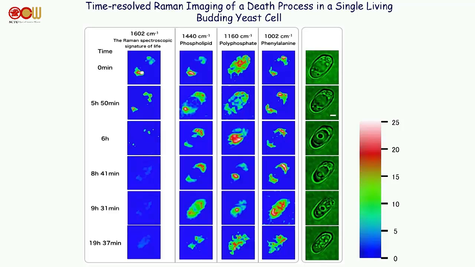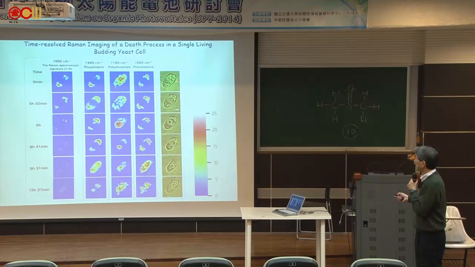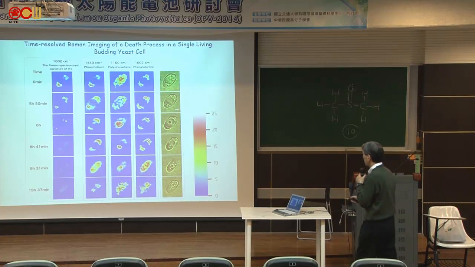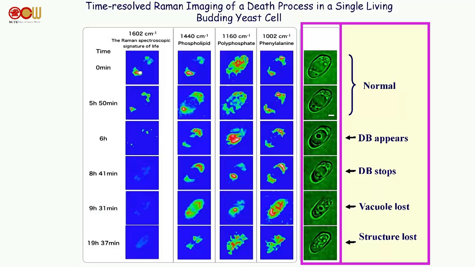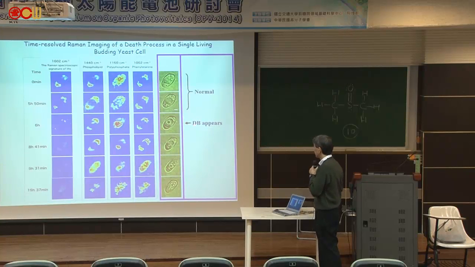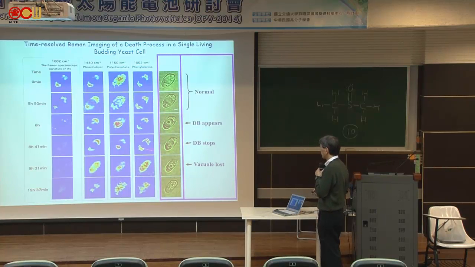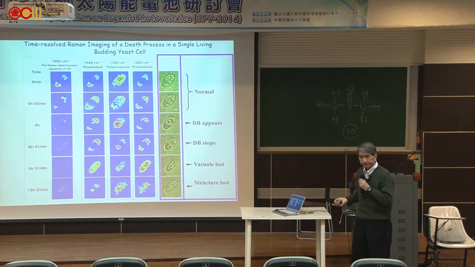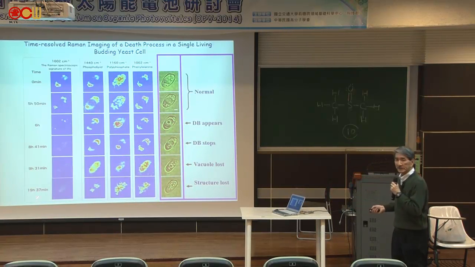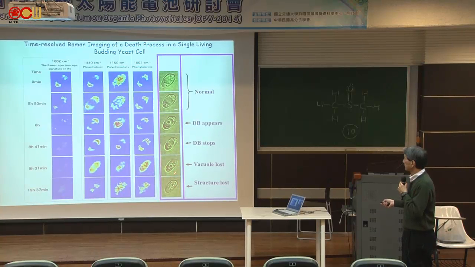We traced this change also by doing Raman mapping. So here I show the same thing, and at first we have a normal cell, the dancing body appears, the dancing body stops at this time, and the vacuole is lost at this time, and the structure is lost. But it is not easy for you to say whether this one is living or dead.